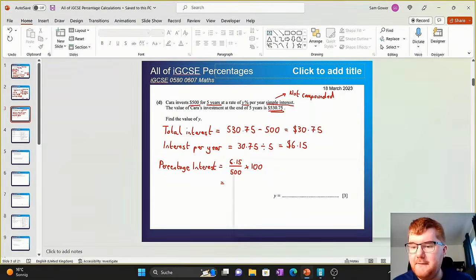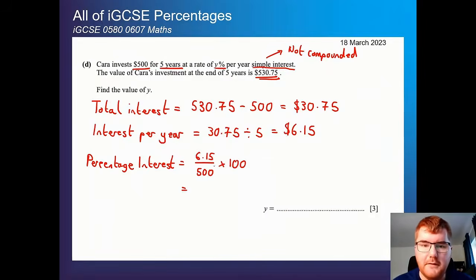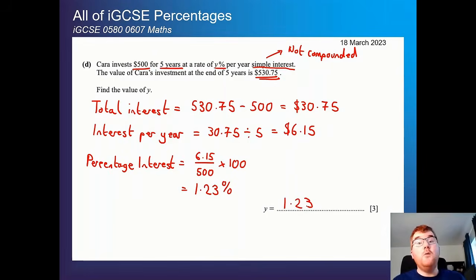So we get our final answer here of 1.23%. So we pop in our answer of 1.23. Notice our answers in this entire question, we're generally getting either whole numbers or just strictly 2 decimal places. That's usually a good sign that you're on the right track with these questions.